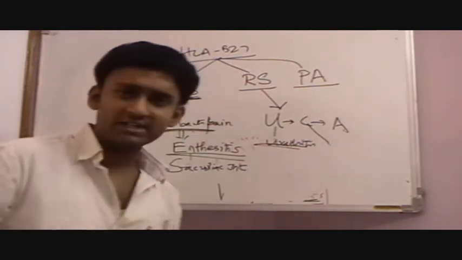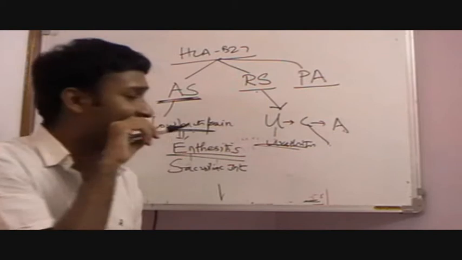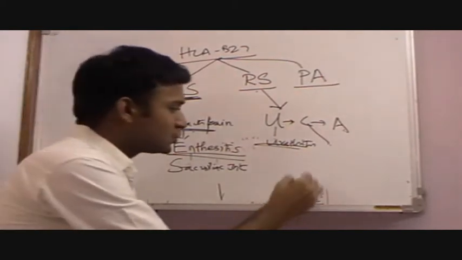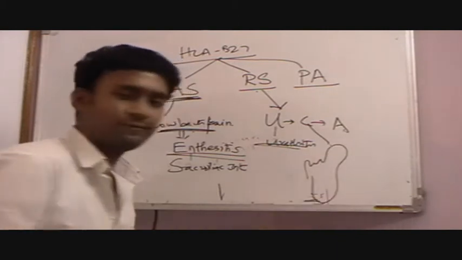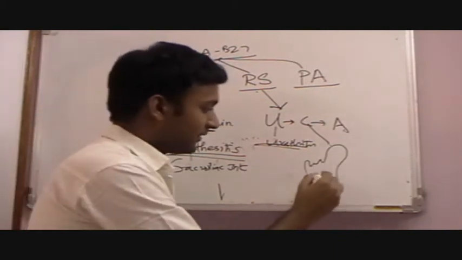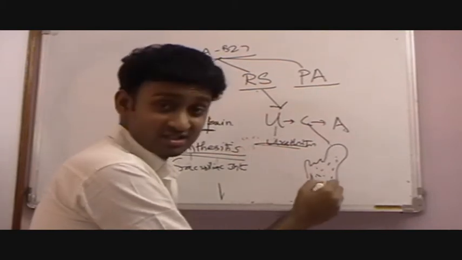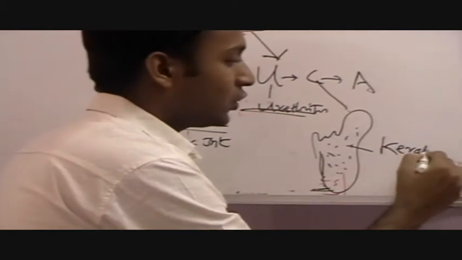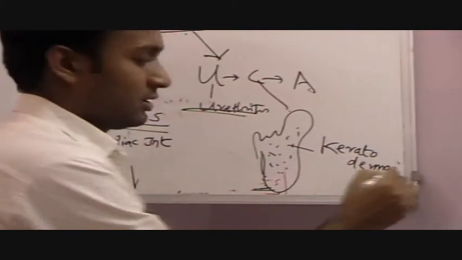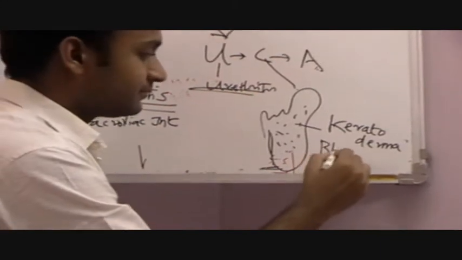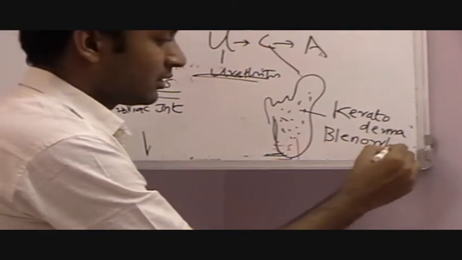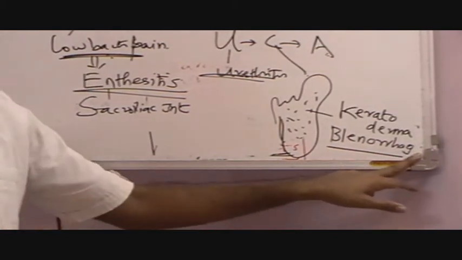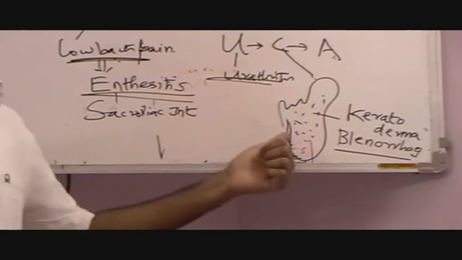An important point about Reiter's syndrome is that you have a very important sign over the soles of the foot. There are going to be psoriatic-like lesions. These psoriatic-like lesions are called keratoderma blennorrhagicum. Keratoderma blennorrhagicum. Important feature. You will learn it in dermatology, but I'm just highlighting it here.